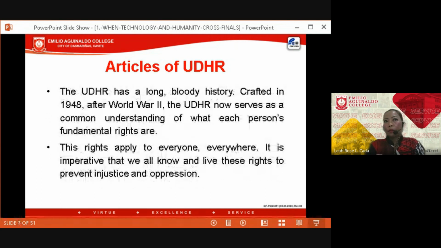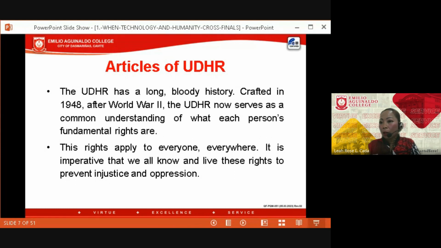Okay. Now, the UDHR has a long and bloody history and it came about after World War II. Bale, prior to World War II, there were no laws protecting the humans or the individuals in general. Parang ano lang siya, country to country lang na under the law ang protection natin. Now, for this one naman, it serves as a common understanding of what the fundamental rights of each individual are.